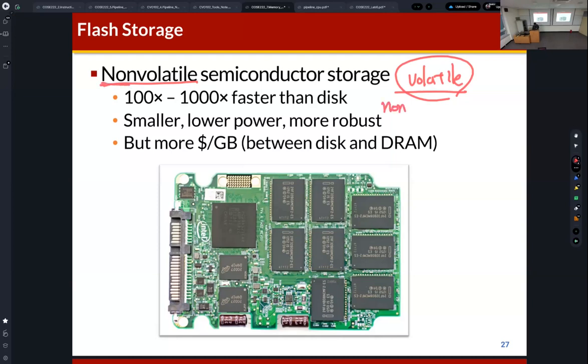Then what is non-volatile? It's not volatile, which means even though the power is off, the data is kept in the memory device. Data is not erased. Flash memory is a non-volatile memory, which means that we can use flash memory as the storage device.